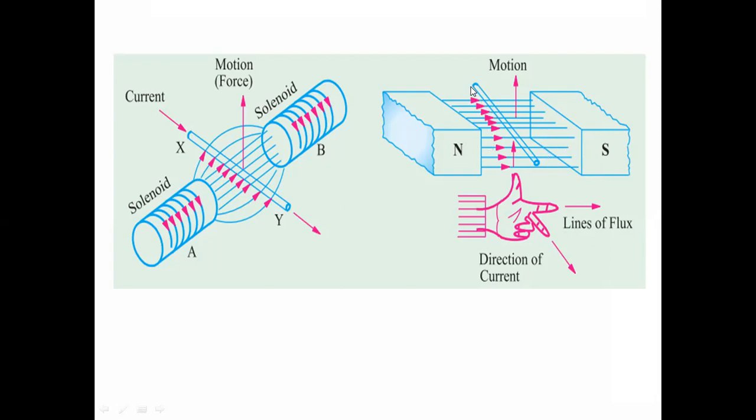Here this is the wire, and this wire will be placed between the north pole and south pole. This wire will be used to flow the current. So we are providing a current flowing through this conductor. Then this conductor will experience a motion or force.